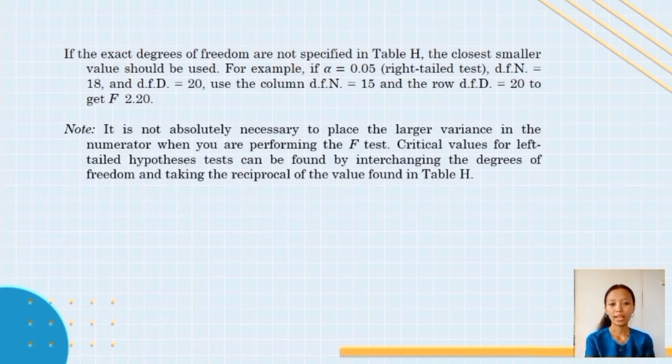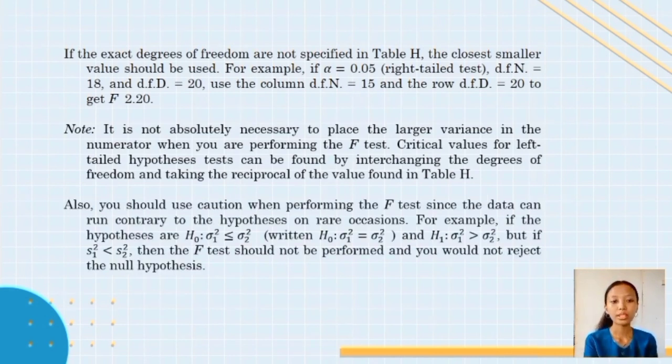Now, note that it is not absolutely necessary to place the larger variance in the numerator when you are performing the F-test. Critical values for a left-tailed hypothesis test can be found by interchanging the degrees of freedom and taking the reciprocal of the value found in table H.